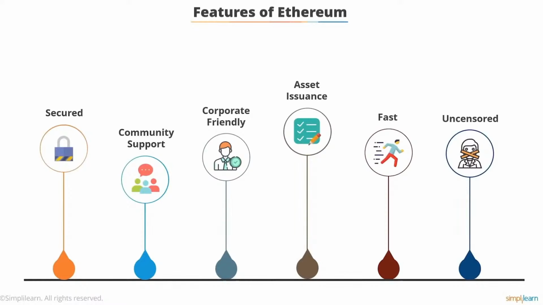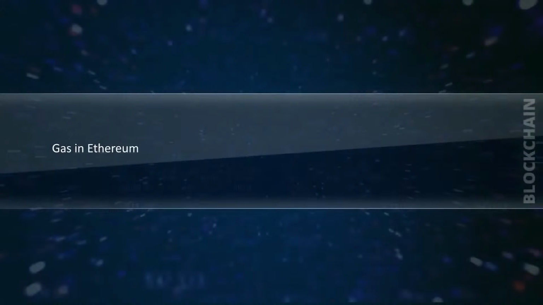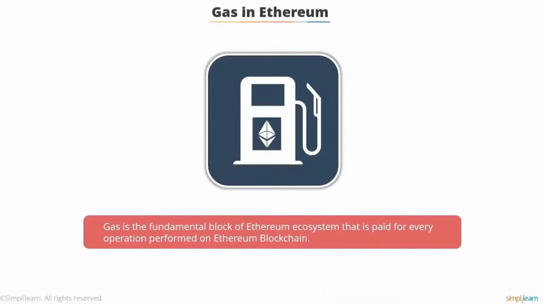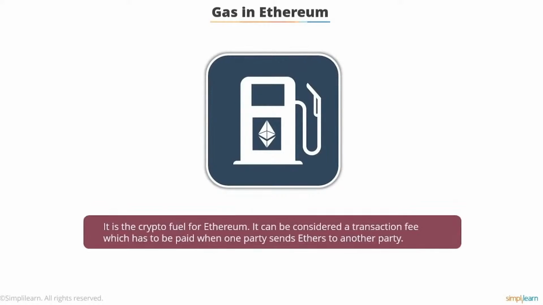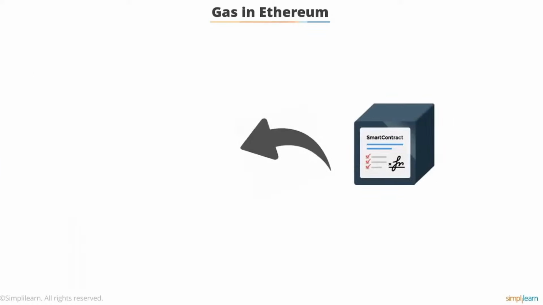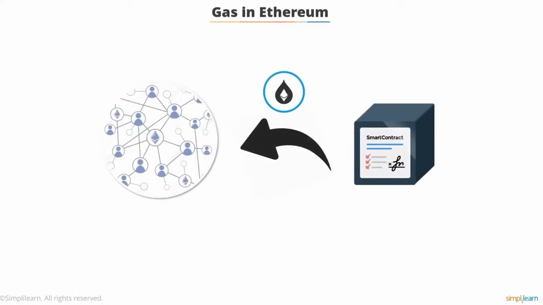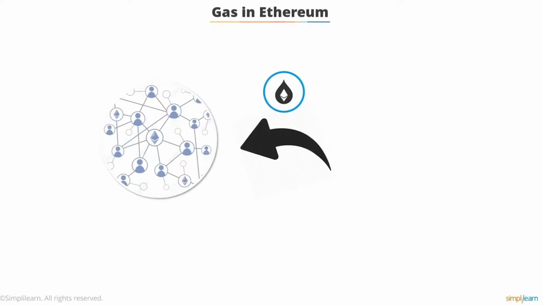Let me tell you about an important concept in Ethereum called gas. Gas in Ethereum. Gas is the fundamental block of the Ethereum ecosystem that is paid for every operation performed on the Ethereum blockchain. It is the crypto fuel for Ethereum. It can be considered a transaction fee, which has to be paid when one party sends ether to another party. Even when a person deploys a smart contract on the Ethereum blockchain, a transaction fee needs to be paid for that as well. This payment has to be made regardless of whether the transaction succeeds or fails.